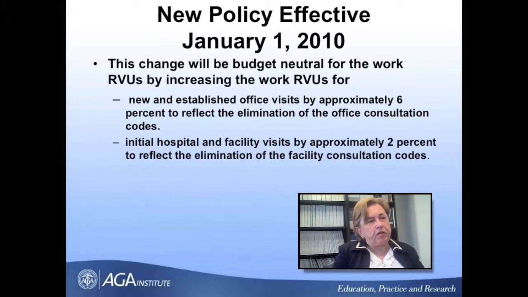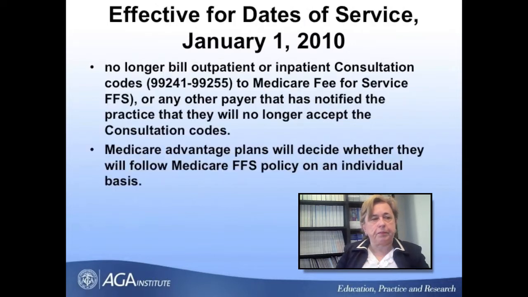The reason why Medicare decided to eliminate payment for the consultation codes was because they were often misused or inappropriately documented. The change to the codes that would replace the consultation codes will be budget neutral. Medicare has announced that they will adjust the RVUs for the new and established patient office visits and the initial hospital and follow-up subsequent hospital visits to accommodate the change in reimbursement for the consultation codes.